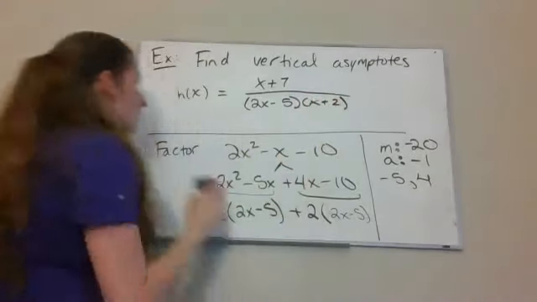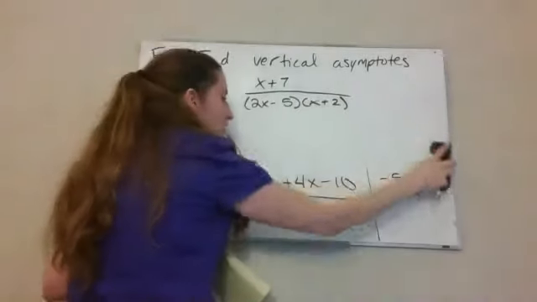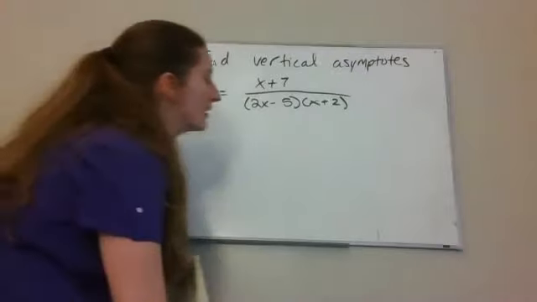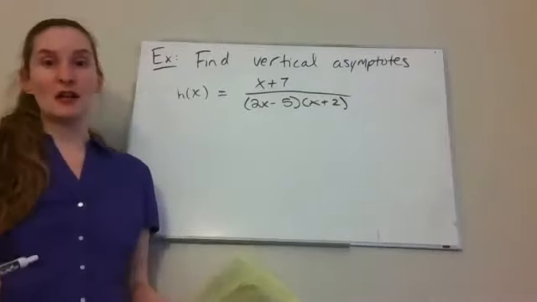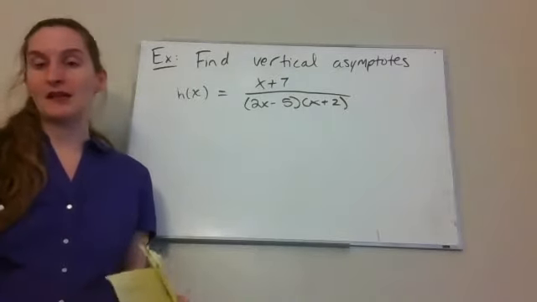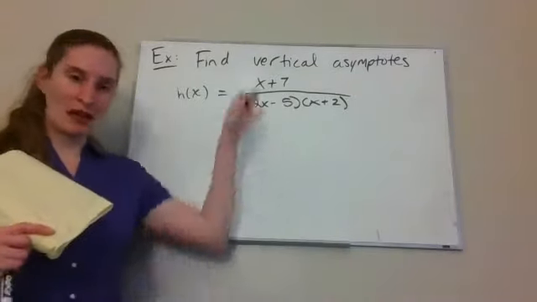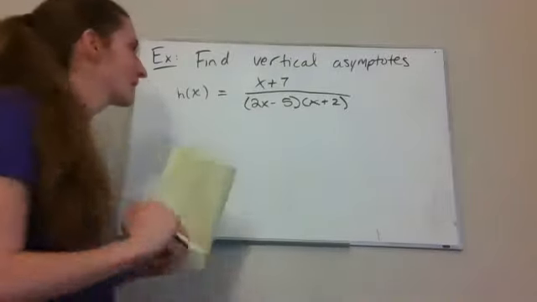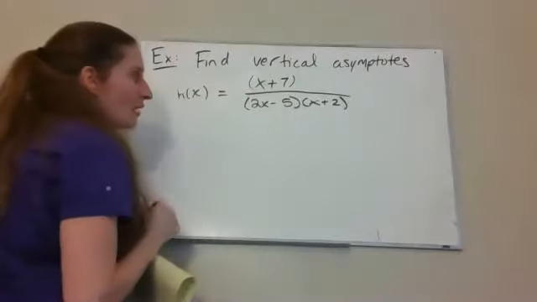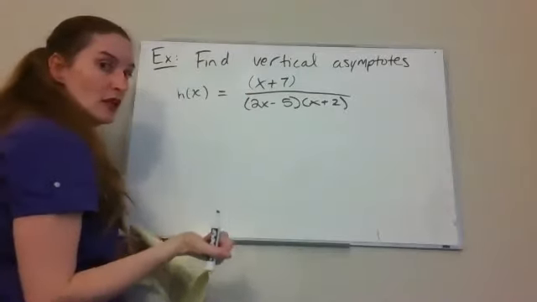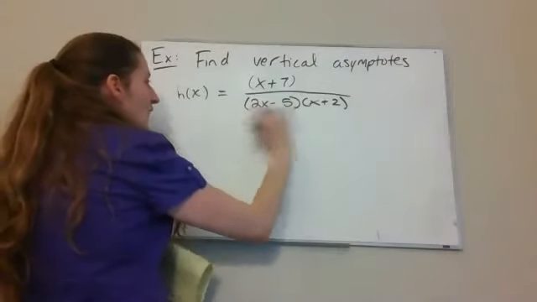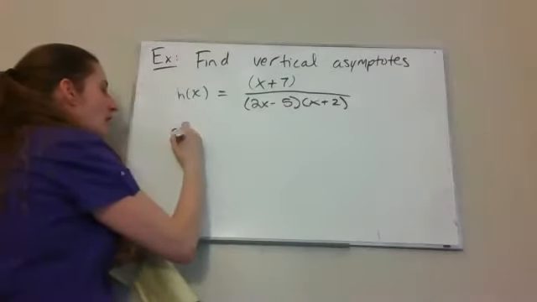So now I have my rational function with the numerator and denominator fully factored. The reason you have to do that for both the numerator and denominator is, remember, our vertical asymptotes come from where we divide by 0, but it can't match a common factor in the numerator. So if I look at my factors right now, I don't have any common factors between the numerator and the denominator. So that just means that I get a vertical asymptote everywhere my denominator equals 0.